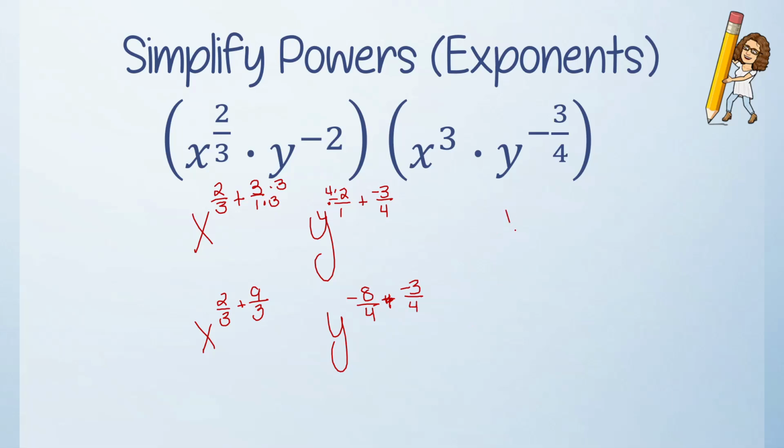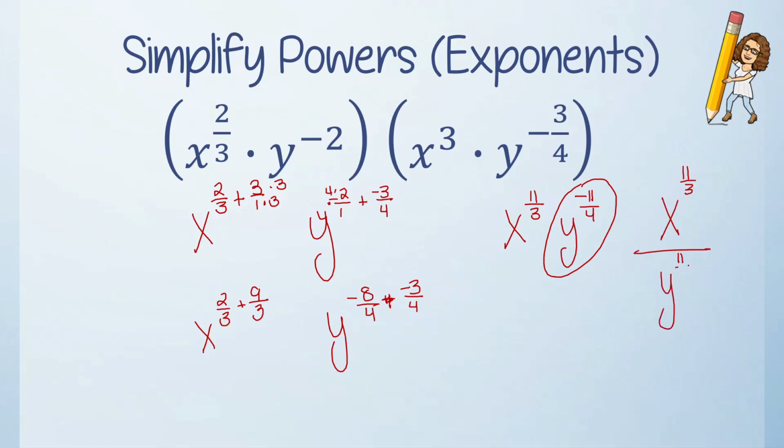So that will give me x to the 11/3, y to the negative 11/4. Since it's a negative exponent, it needs to move down to the bottom. Make sure you take the entirety, make sure the base comes with. So I'll get x to the 11/3 over y to the 11/4 for my final answer.